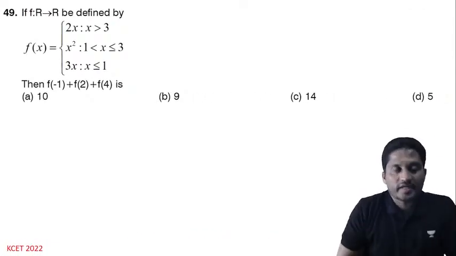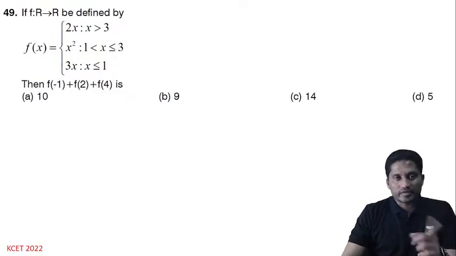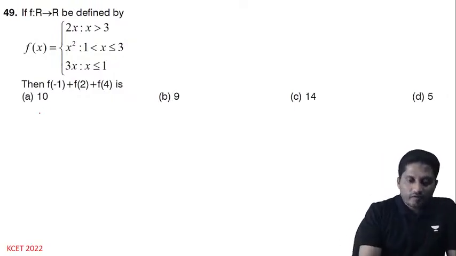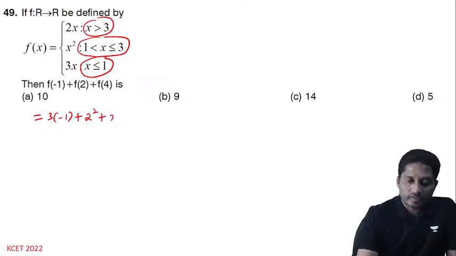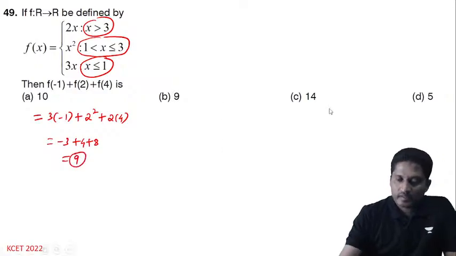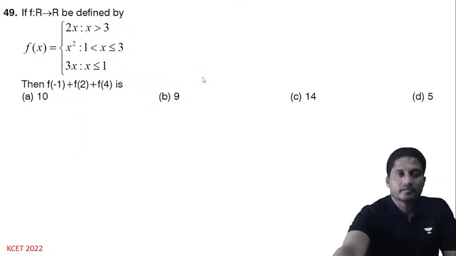Right. Question number 49. In 2021 also the same question was asked. f of minus 1 is obviously less than 1, so 3 into minus 1, plus f of 2. 2 lies between 1 and 3, right? So this is 2 square. f of 4 will be more than 3, so 2 into 4. Minus 3 plus 4 plus 8, which is equal to 9. Alright, answer is option B.